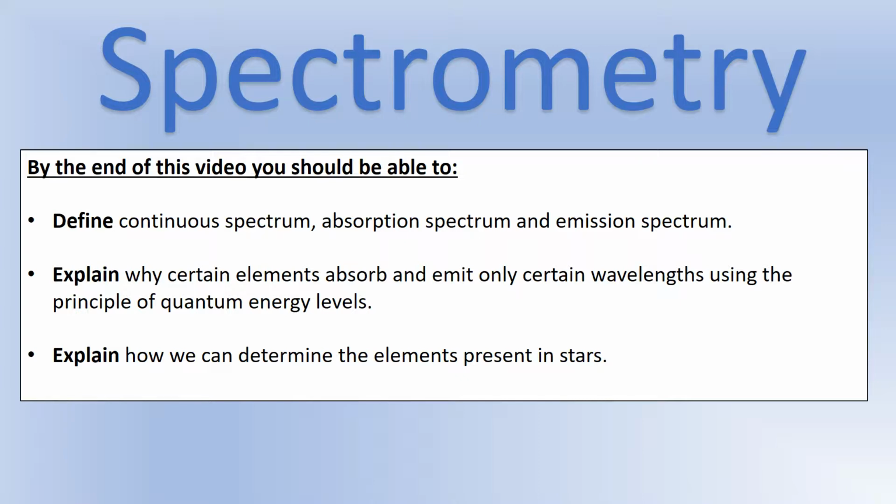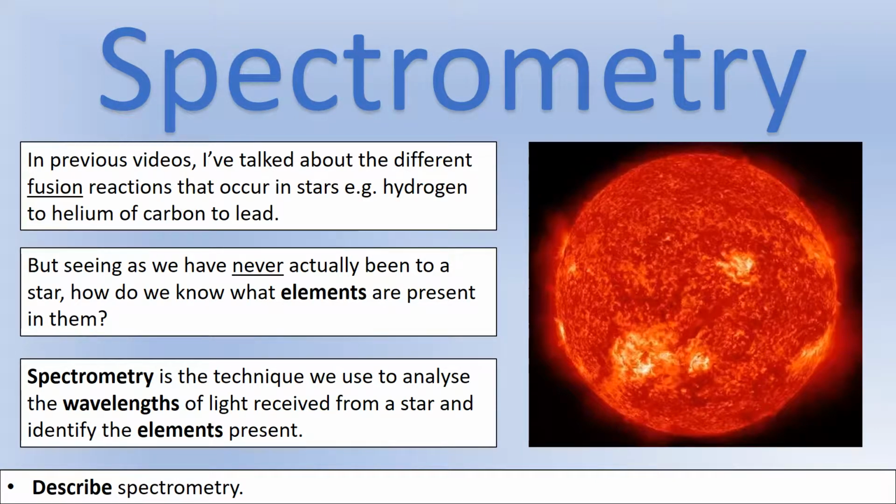Okay, so previously we've talked about the birth of stars, we've talked about the death of stars, and we've talked a lot about the different reactions happening in stars. So hydrogen fusing to form helium, helium fusing to form carbon, and carbon fusing to form lead. But we've actually not seen any evidence of how we know that. So how do we actually know these elements are present in stars? Well, spectrometry is our method of doing that. We look at the light we get from stars and we can tell what the stars are made of. And we'll look at in this video how we do that.